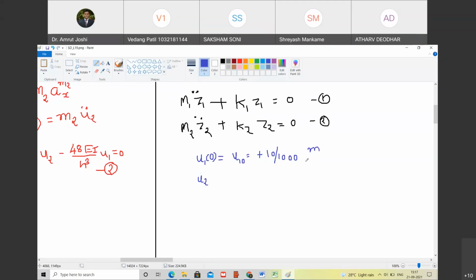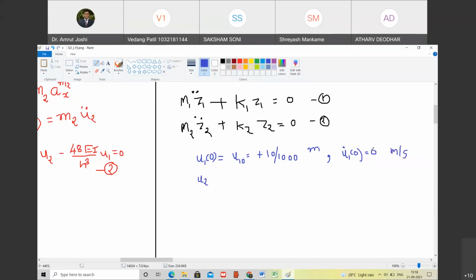This is for solving the first differential equation, and one more condition, U1 dot of 0, that means the velocity of the first mass at time t equal to 0 is 0 because the system started from rest. We pulled it by 10 mm and released. So when we pulled it and kept it at 10 mm from the mean position towards the right, the velocity it was having was 0. Do you agree with me? Yes, sir. So this is 0 meter per second.